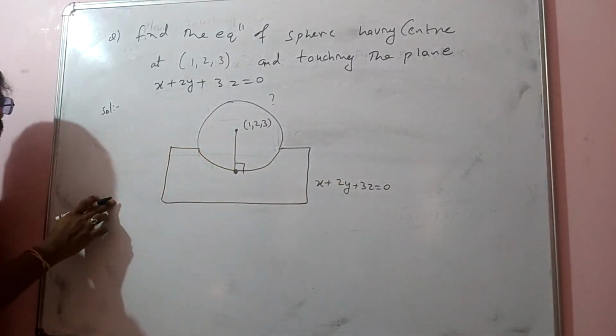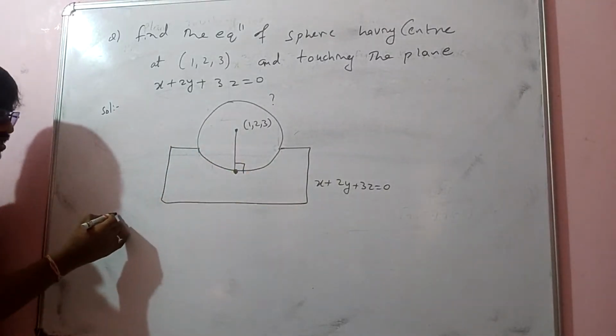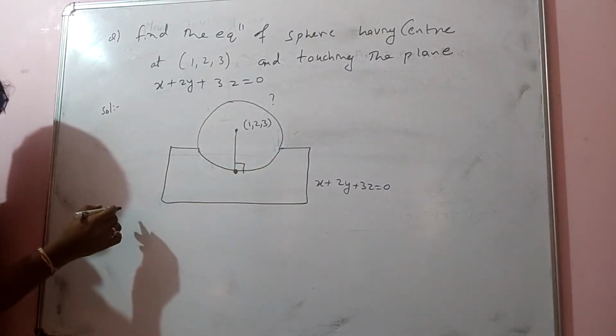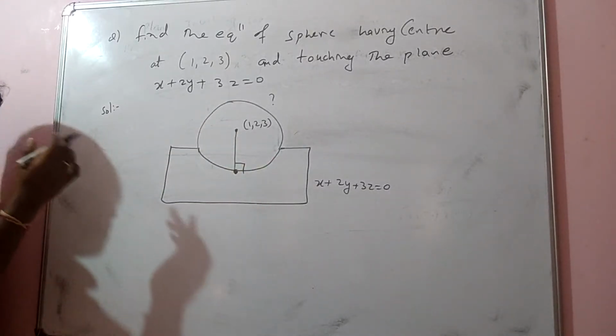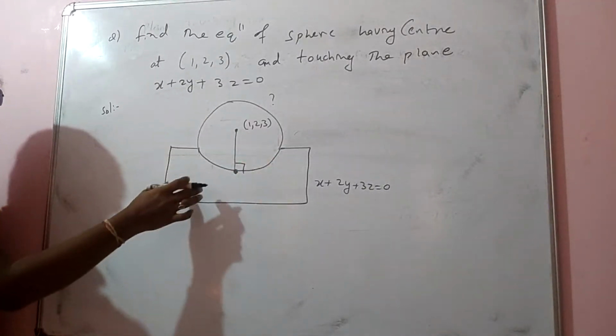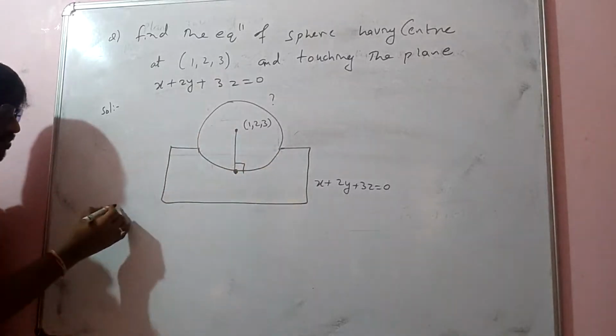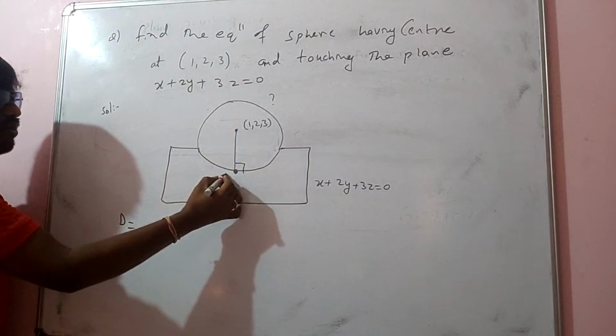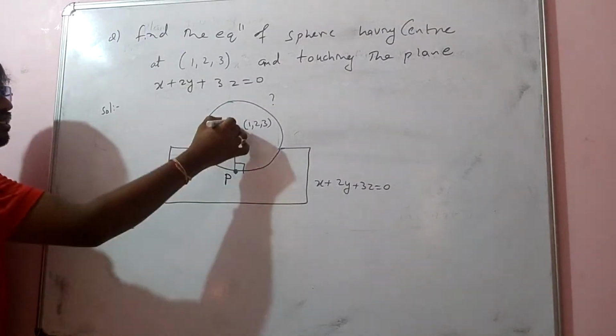So let me find that. Can anybody say what I am going to get? The formula is what? What is the perpendicular distance formula? The perpendicular distance from (1, 2, 3): let us take this point as P, and this is C.